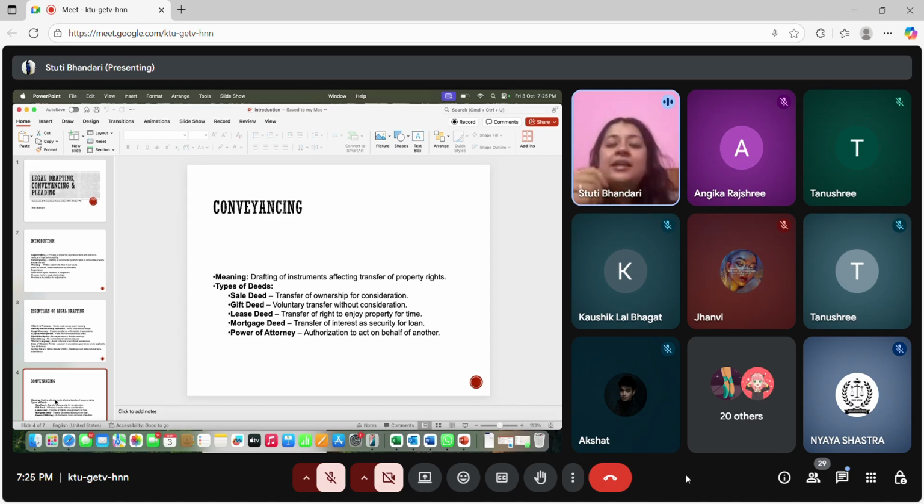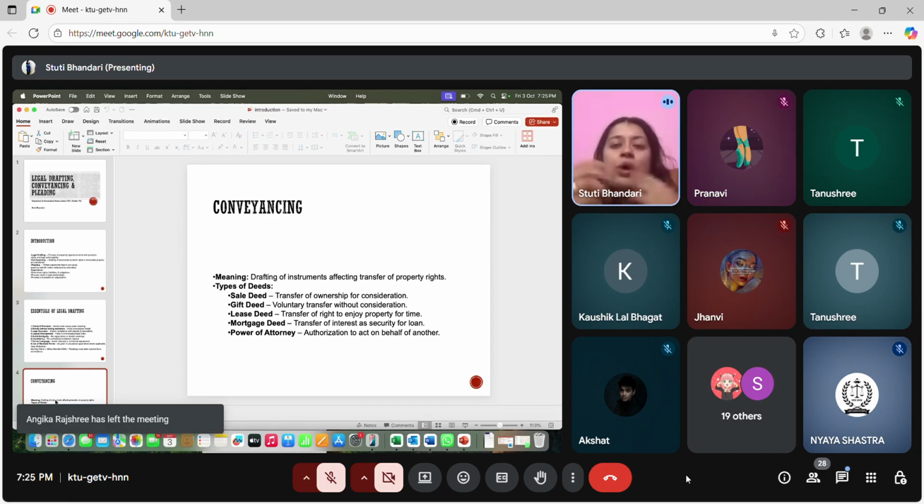So lease deed has everything: the duration of the lease, the terms that you're placing there for renewal, the price which has been paid. So everything you mention in the lease deed. Then there is mortgage deed. Mortgage deed means that you are keeping a piece of property as a mortgage with a person, and in return you are taking some loan from that person. So that piece of property which you are putting as a mortgage is the security for that loan.